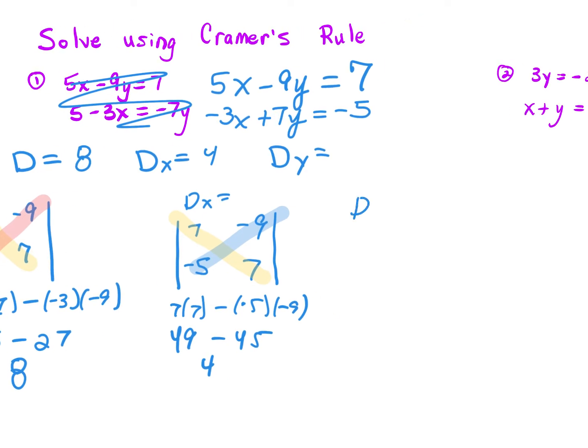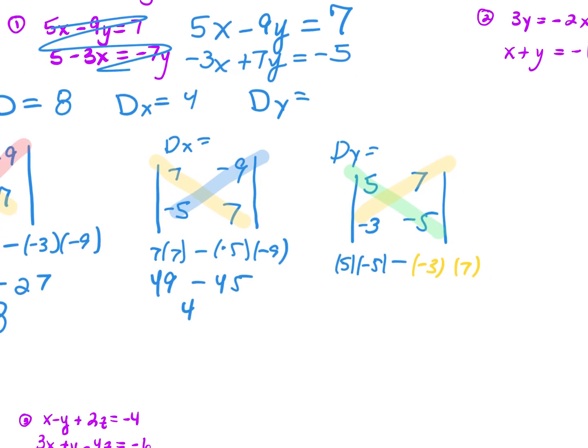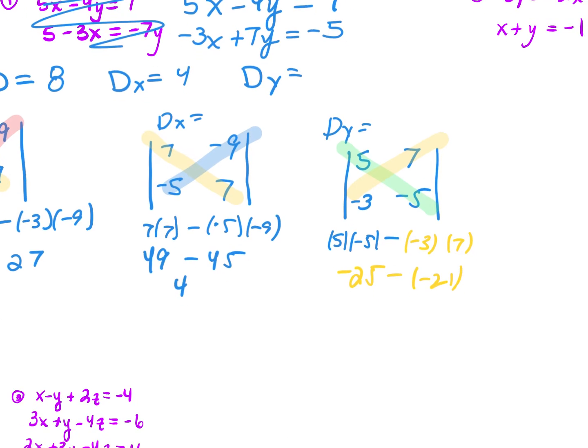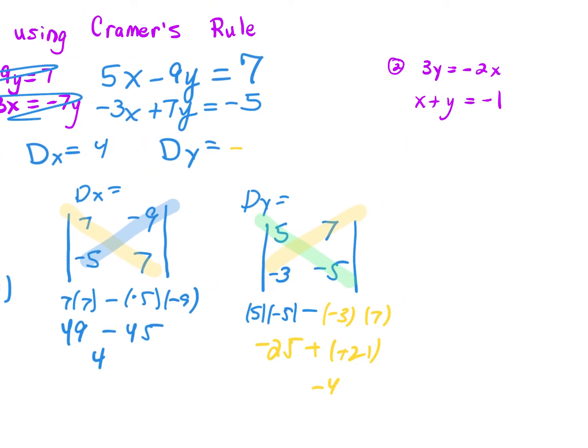So now I find d sub y. I'm going to do the exact same thing, but instead of my y coefficients, what do I plug in for that column? The answer. So I have my x coefficients are 5 and negative 3, and then my y will be my answer, so 7 and negative 5. So I have 5 times negative 5, that's my major, minus negative 3 times 7. So negative 25 minus negative 21. That's the same as plus, right? So I get negative what? 4. Negative 4.